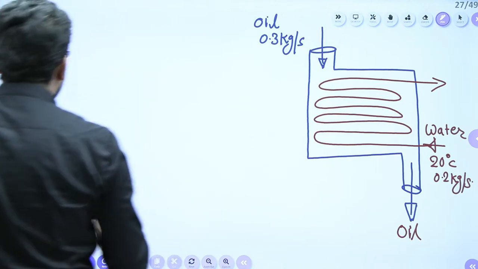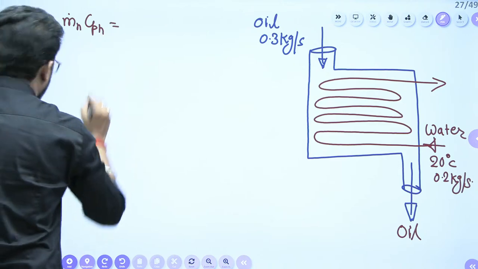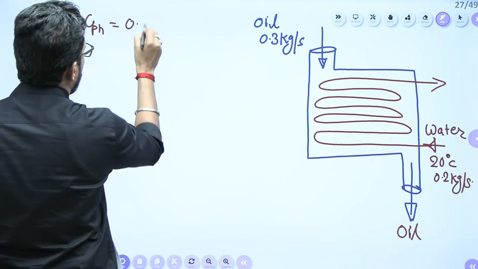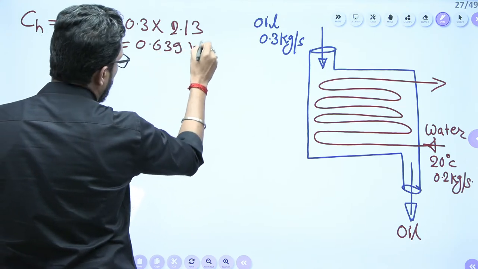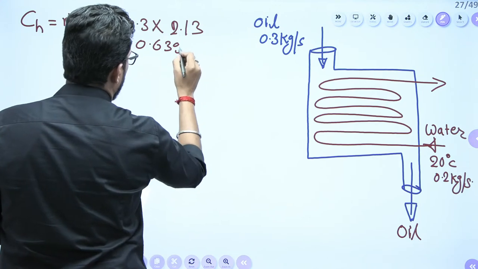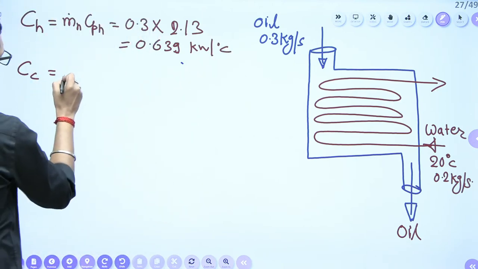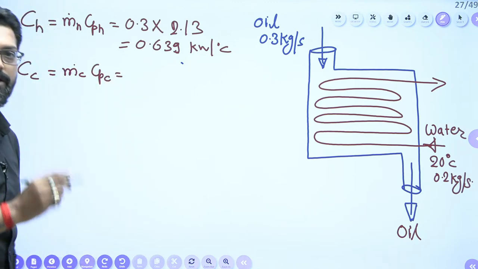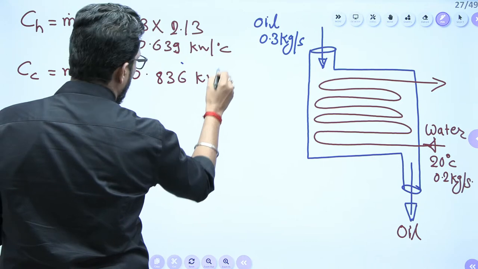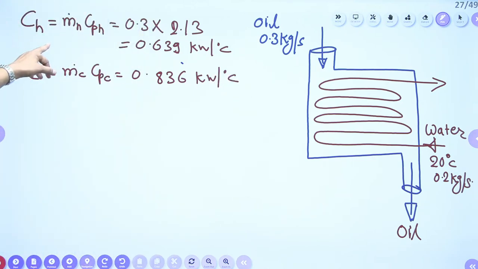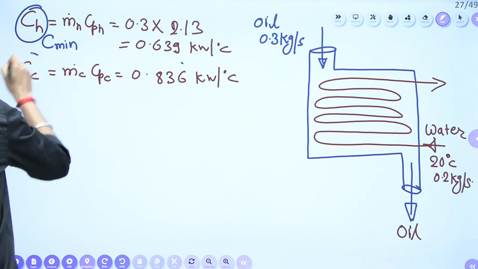No problem. So first we calculate the heat capacity of the hot fluid: mass flow rate of the hot fluid times Cp of the hot fluid. Mass flow rate of the hot fluid is 0.3. Cp of the hot fluid is 2.13, it is given. Calculate this, and it is 0.639 kilowatt per degree centigrade. What is the heat capacity of the cold fluid? Mass flow rate of the cold fluid times Cp of the cold fluid. Put all these values, and this is 0.836 kilowatt per degree centigrade. See the beauty, which is minimum? The hot fluid has the minimum heat capacity. That means this is your C minimum and this is your C maximum.